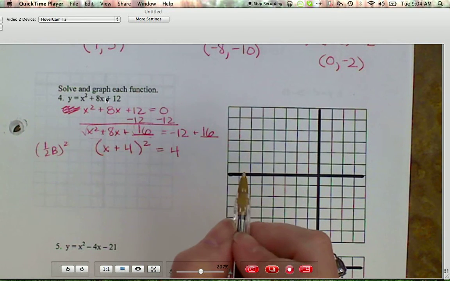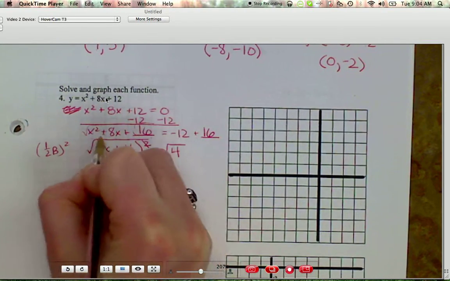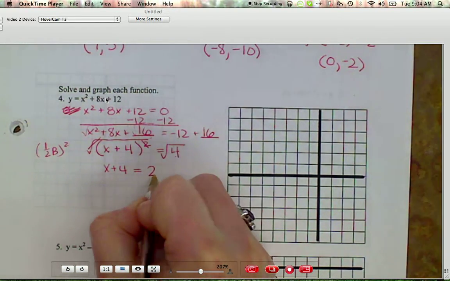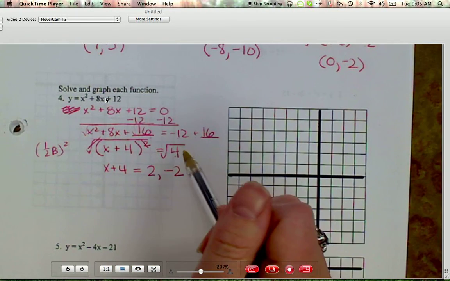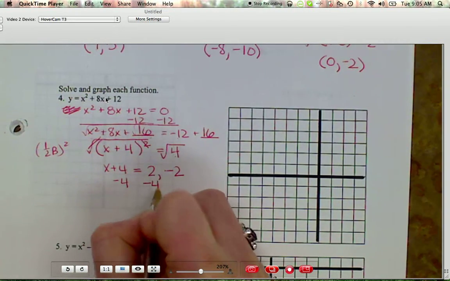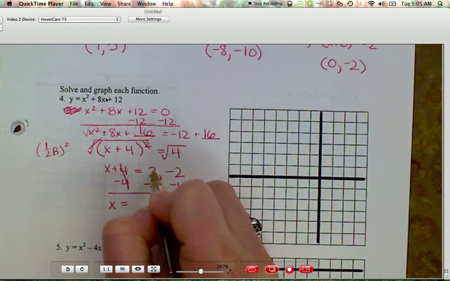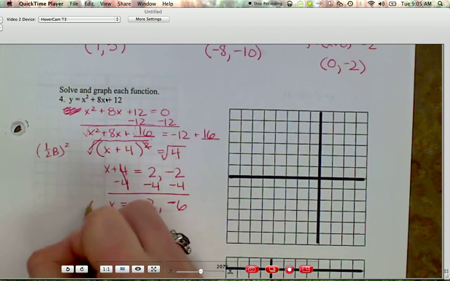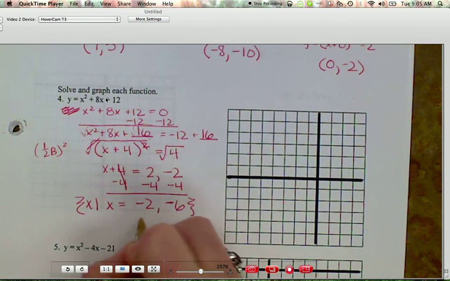We want to continue solving for x, so we take the square root of both sides. The square and the square root will cancel, and we'll get x plus 4 equals not only 2, but also negative 2, because negative 2 times negative 2 will give you 4. We want to solve for x, so we subtract 4 from the left side and subtract 4 from each of the solutions on the right side. These drop out. 2 minus 4 gives us negative 2, and negative 2 minus 4 gives us negative 6. Those are your two solutions. So those will be your x-intercepts.